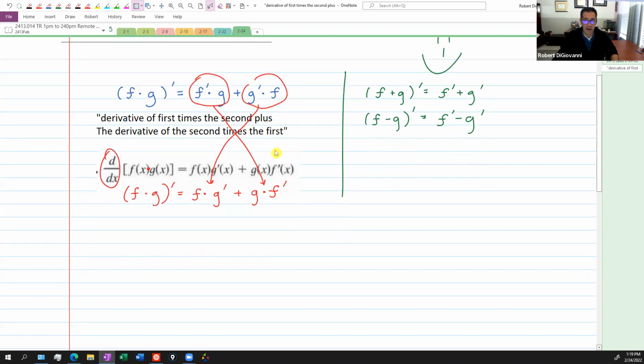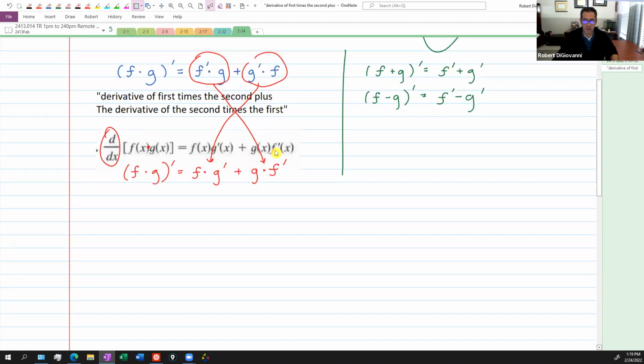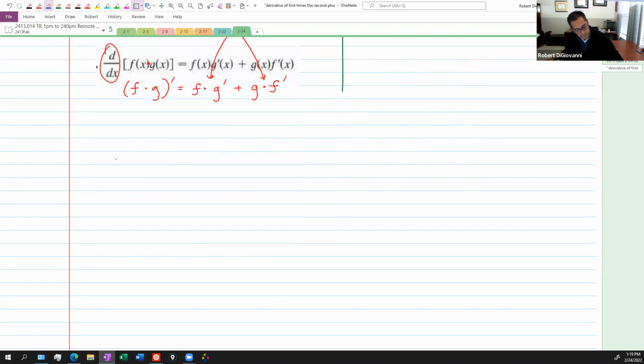All right, you ready to see it in action? Let's do it. Let's do some examples. All right, so for your first example, let's say that you have some function f of x, f of x equals, let's start with x squared sine x. And I want us to find f prime of x.